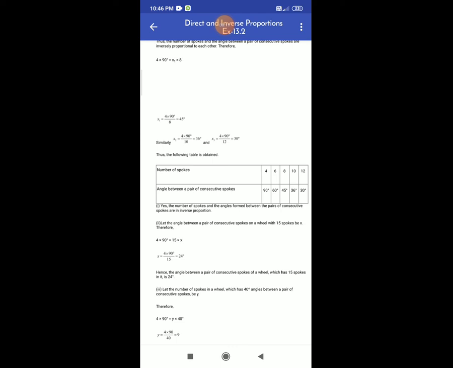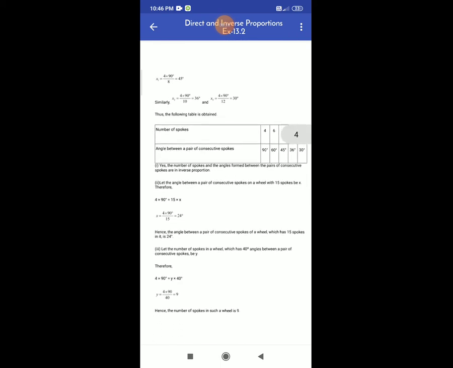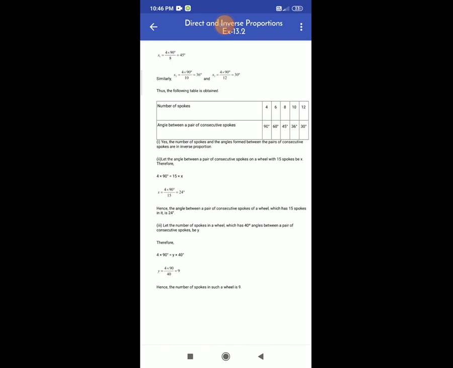24 degrees. Let the number of spokes in a wheel which has 40 degrees between a pair of consecutive spokes be y, and therefore 4 multiplied by 90 equals y multiplied by 40. Therefore, y is equal to 4 multiplied by 90 by 40, which equals 9. Hence, the number of spokes in such a wheel is 9.